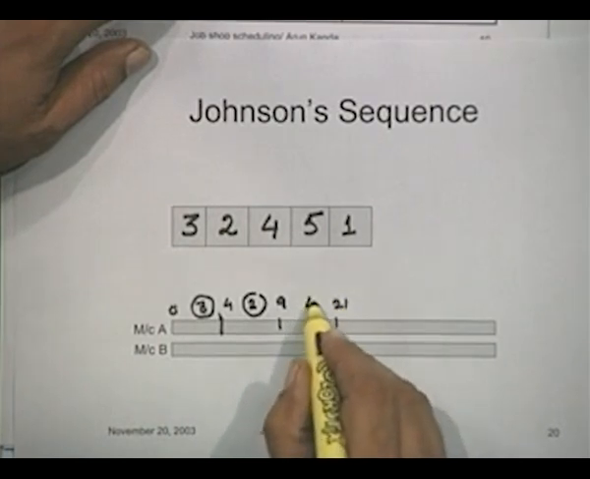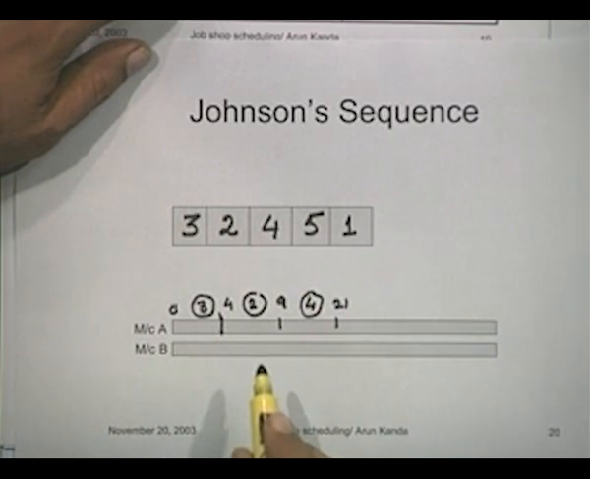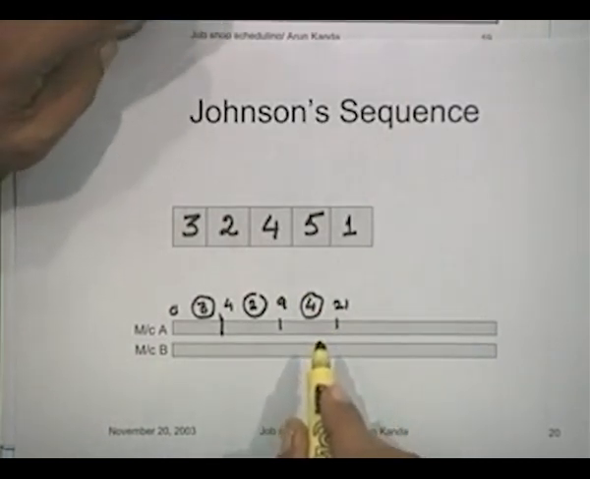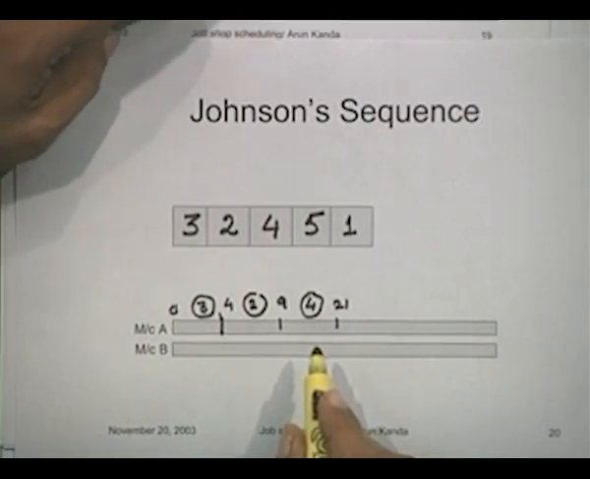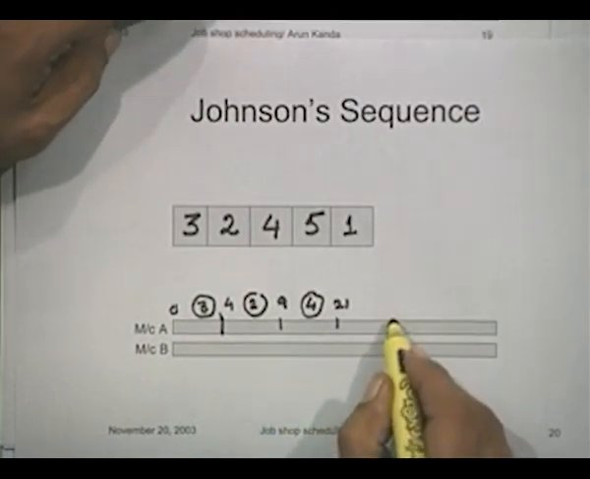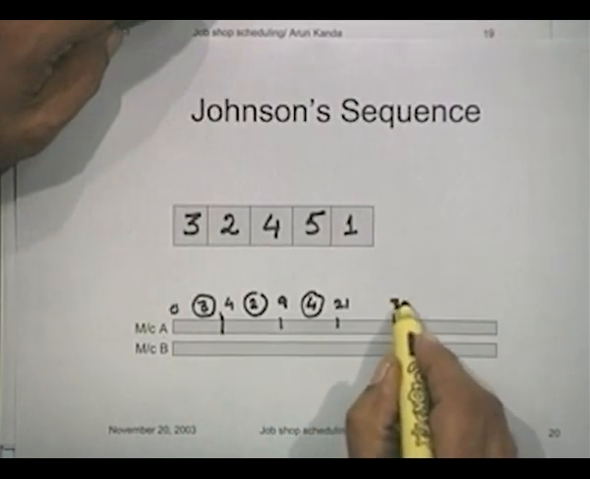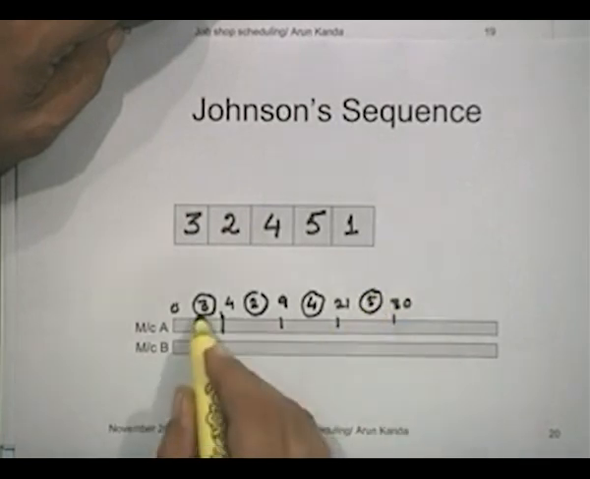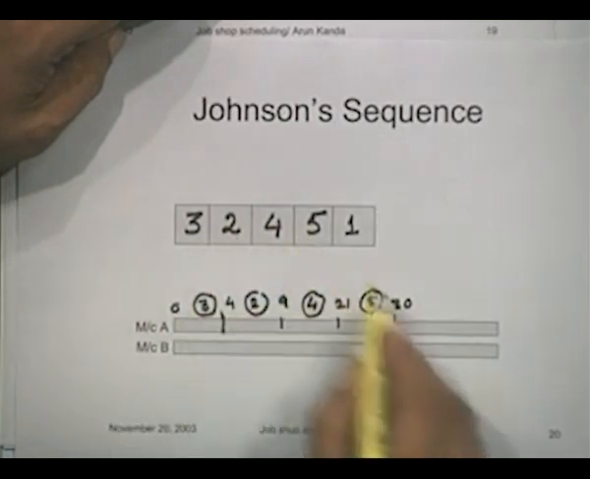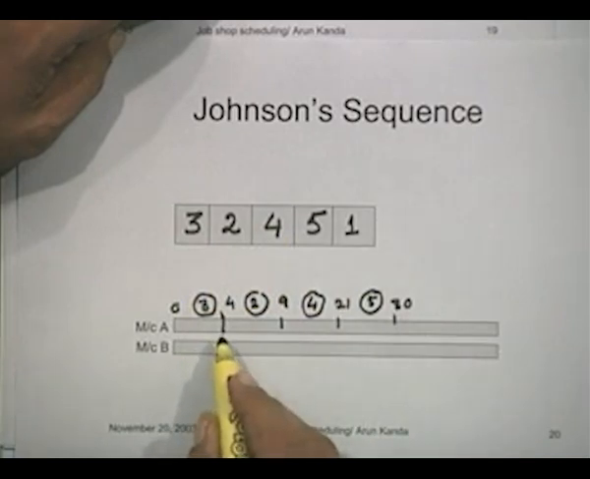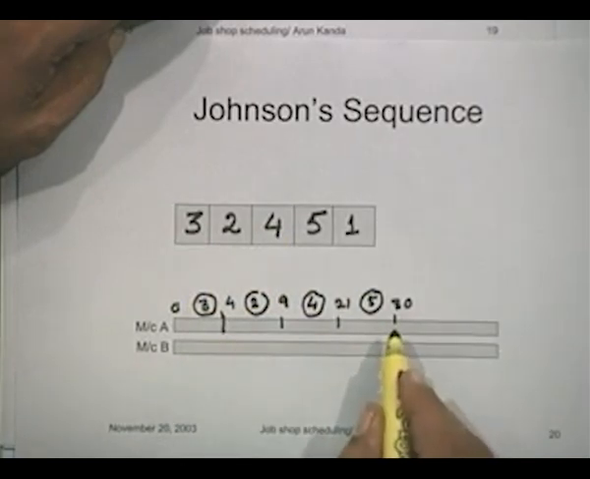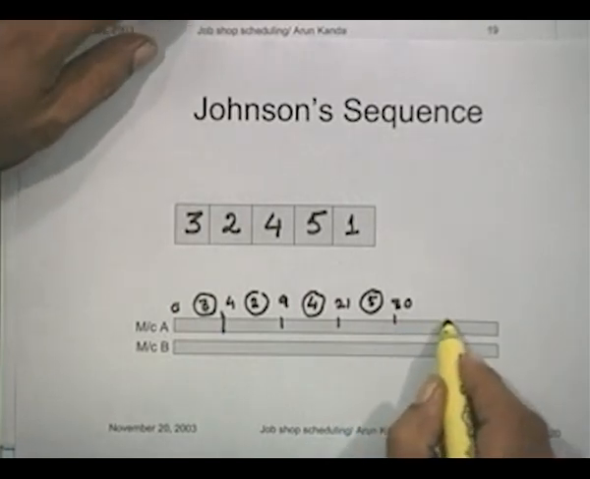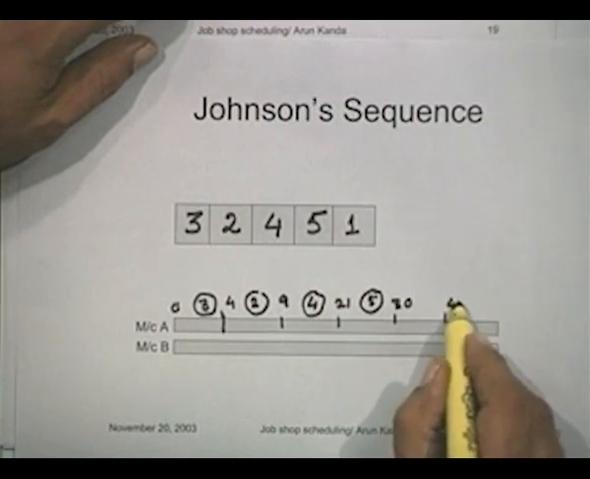And this is actually job number 4. And then subsequently, job number 5 would require a total time of 9, so this will be 30, and this will be 5. So we have 3, 2, 4, 5 and 1. This is what we are doing on machine A. And the processing time for job number 1 is 10 units of time, so what you'll have is 40 here, and this is 1.